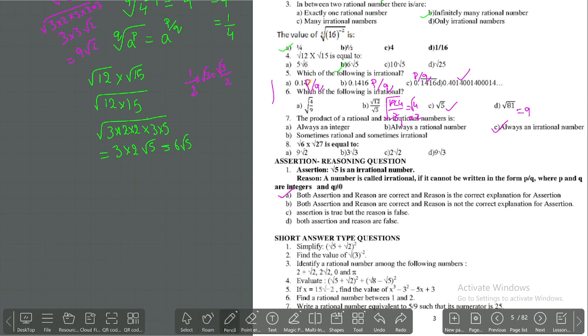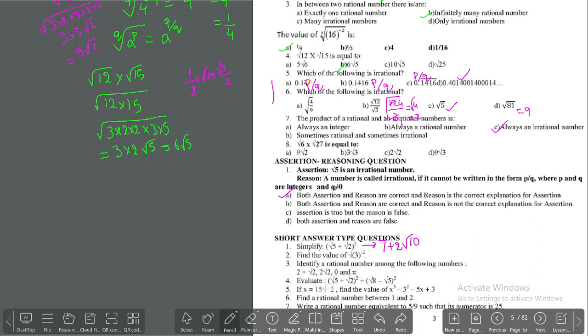Next, simplify (root 5 plus root 2) whole square. Known one. Anybody orally? 5 plus 2 is 7, and 2 root 10. 7 plus 2 root 10 is the answer. Correct? 7 plus 2 root 10.